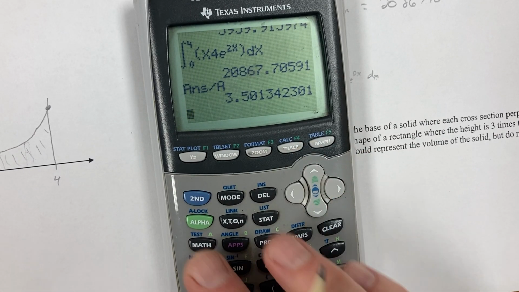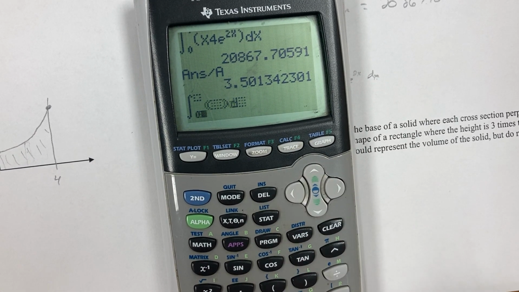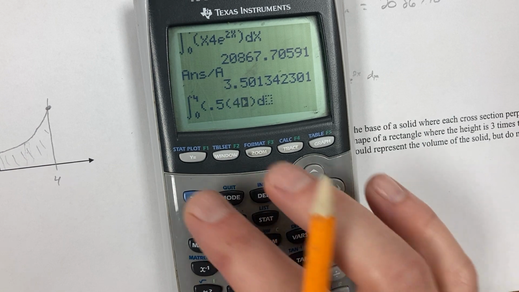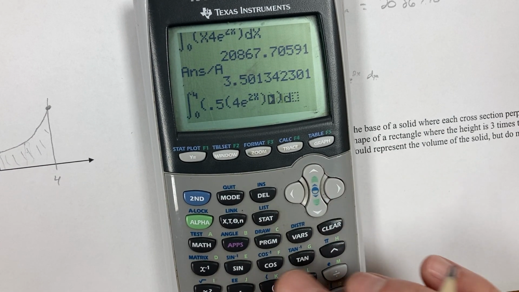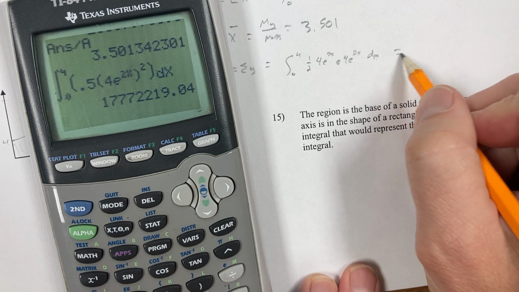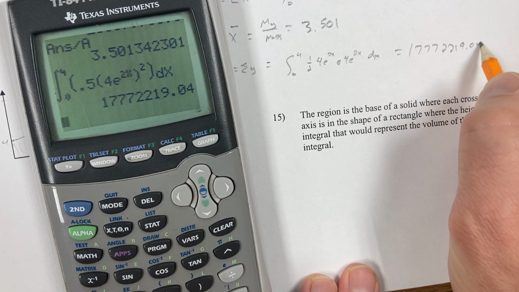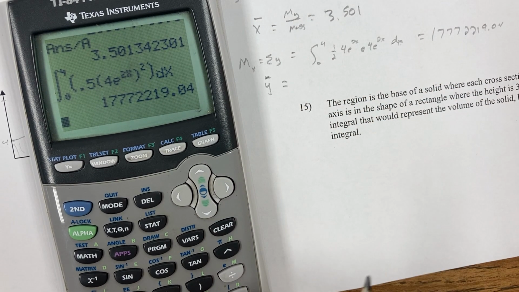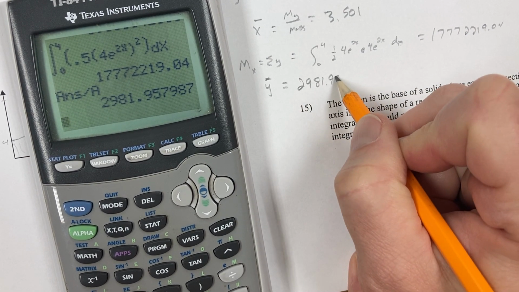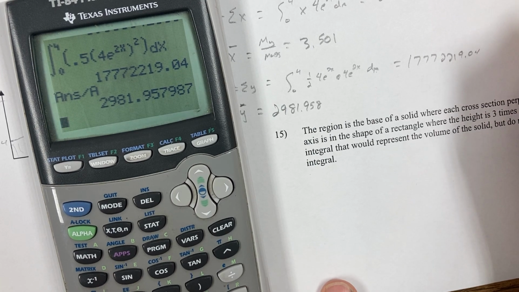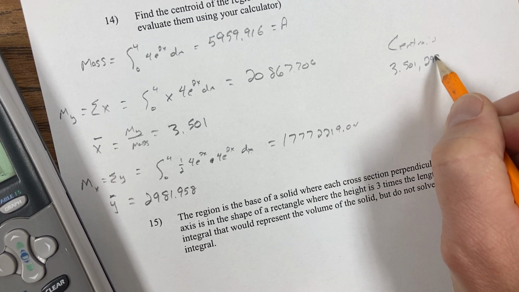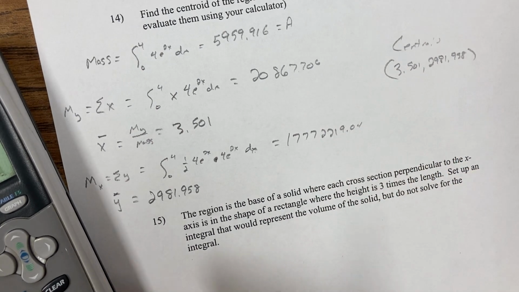So on the calculator, I'm going to go math, integral from 0 to 4 of 0.5 times (4e to the 2x) squared dx. Okay, and this is going to give me a pretty large number, 1,777,221.904, and the y coordinate then will be that divided by alpha a, which is 2,981.958. So our centroid will be 3.501, 2,981.958. That's the center of mass for this figure.